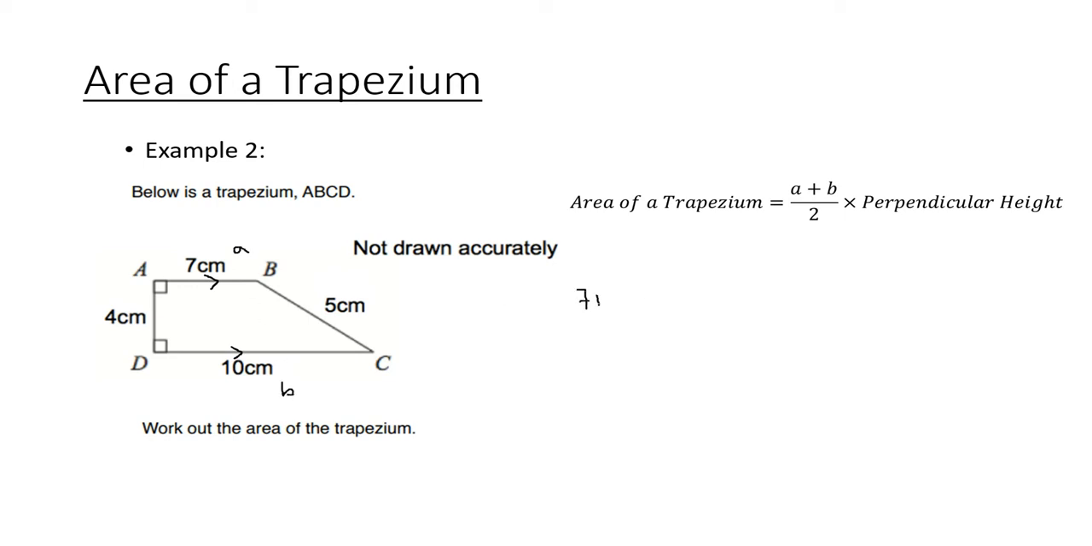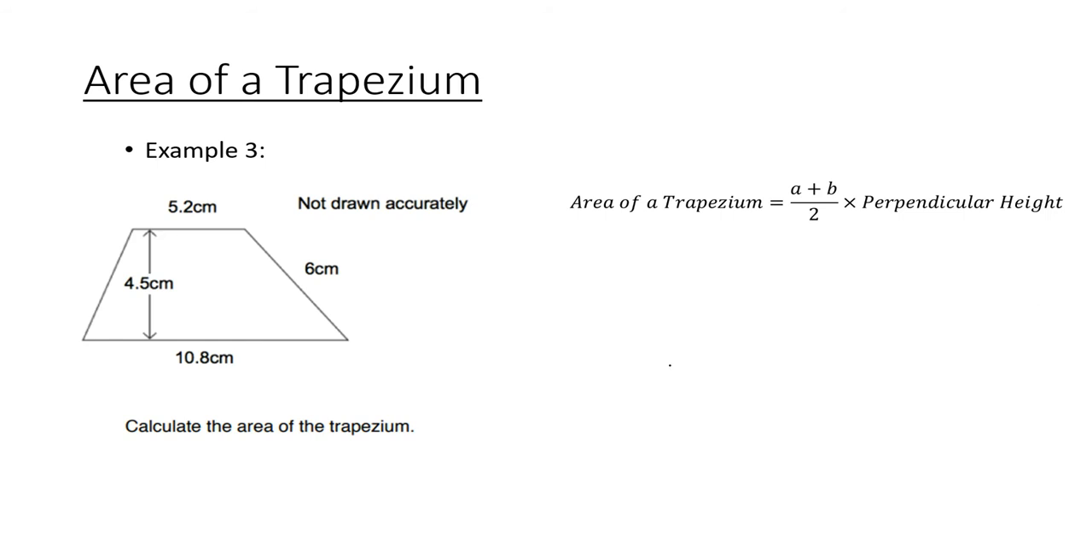So 7 plus 10 divided by 2, and then multiplied by your perpendicular height, so that straight height that creates that right angle, which is 4 centimeters, multiplied by 4. So 7 plus 10 gives you 17, divided by 2 times 4. Half of 17 is 8.5, multiply by 4. Therefore, your answer for the area of this trapezium is 34 centimeters squared.